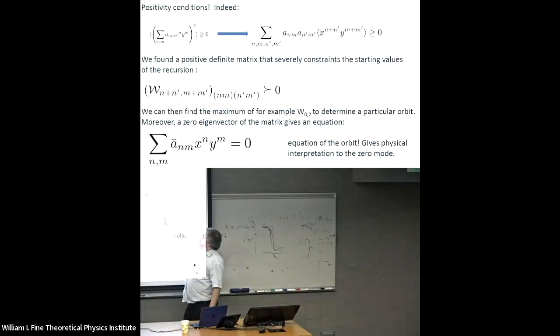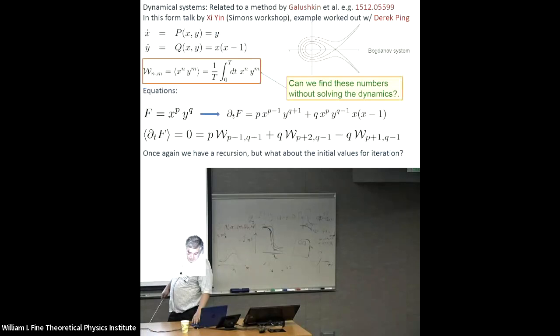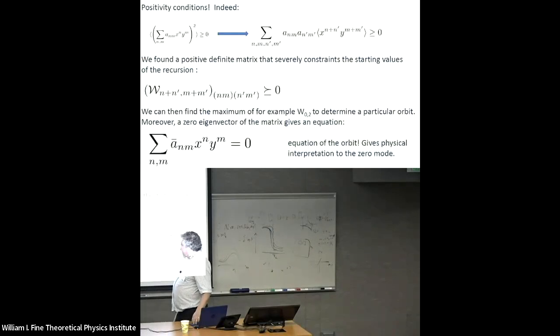But again, this is the average of something positive, so this should be zero without the average. If this square is zero, then for the particular a_nm, this should be zero for any x and any y, and that means for any t. That sounds strange, but what is this? If I have an equation that should be valid for any t, this is just the equation of the orbit. So if you look at the zero values of this, you indeed get the shape of the orbit that has the highest y squared. So we got a physical interpretation for the zero modes. It would be nice to understand better what it is in the other models, but this allows you to use physical interpretations from one model in the other.